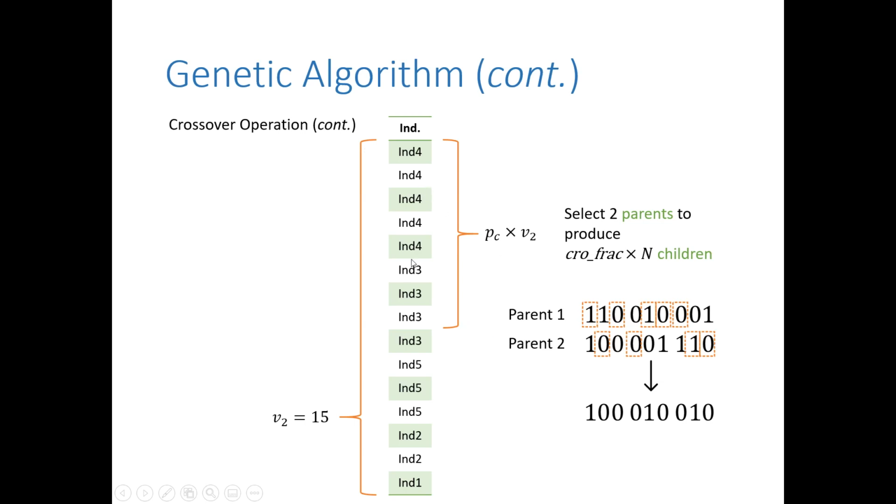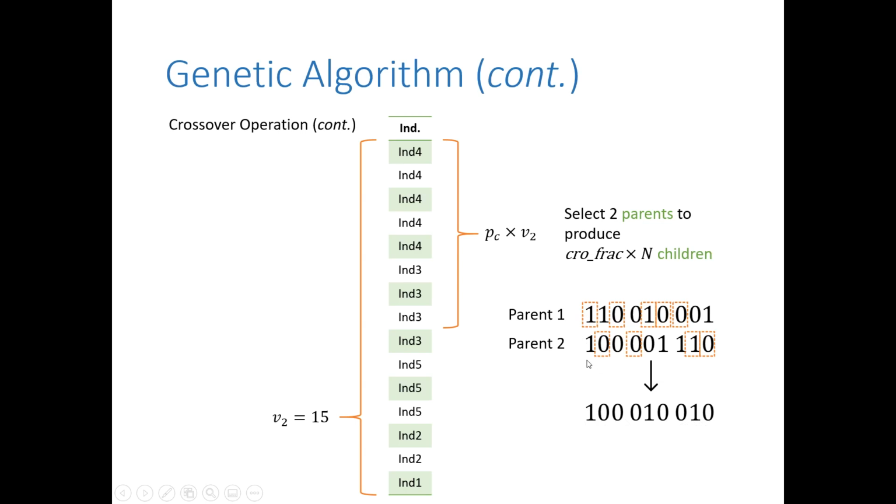So I select two parents, let's say this is parent 1 and this is parent 2, and here we are assuming we have a 9-bit binary number to represent each individual. So how do we produce a child? We can start from the left or from the right, it doesn't matter. If we start from the left, we choose randomly either this digit or this digit.